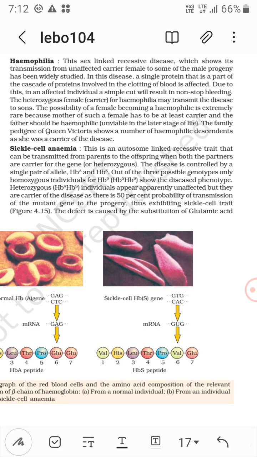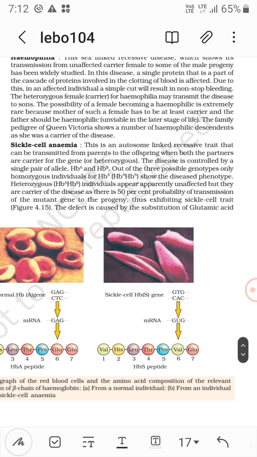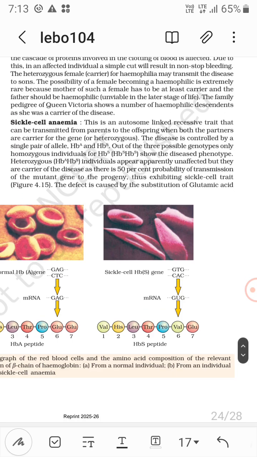The disease is controlled by a single pair of alleles, that is HbA and HbS. Out of the three possible genotypes, only individuals homozygous for HbS show the disease phenotype. Heterozygous HbA HbS individuals are apparently unaffected, but they are carriers of the disease, as there is a 50% probability of transmission of the mutant gene to the progeny, thus exhibiting sickle cell anemia.